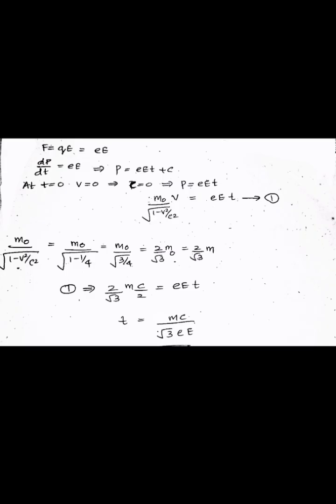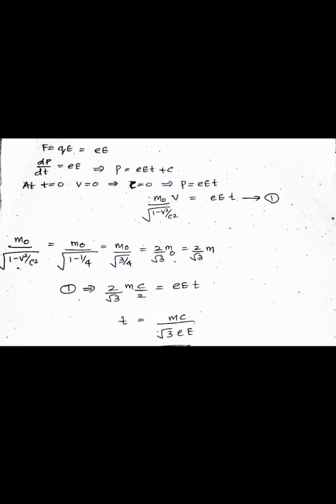Next question is, a relativistic particle of mass m and charge E is moving in a uniform electric field of strength E. Starting from rest at t is equal to 0, how much time will it take to reach the speed c by 2? Here it is given that q is equal to E. So F is equal to QE, that is equal to E into E. That is dP by dt is equal to EE. That is P is equal to EET plus C. At t is equal to 0, V is equal to 0. So that C is equal to 0. This implies that P is equal to EE into T. So P is equal to M naught V divided by square root over 1 minus V square by C square. This is equal to EET. This is equation number 1.